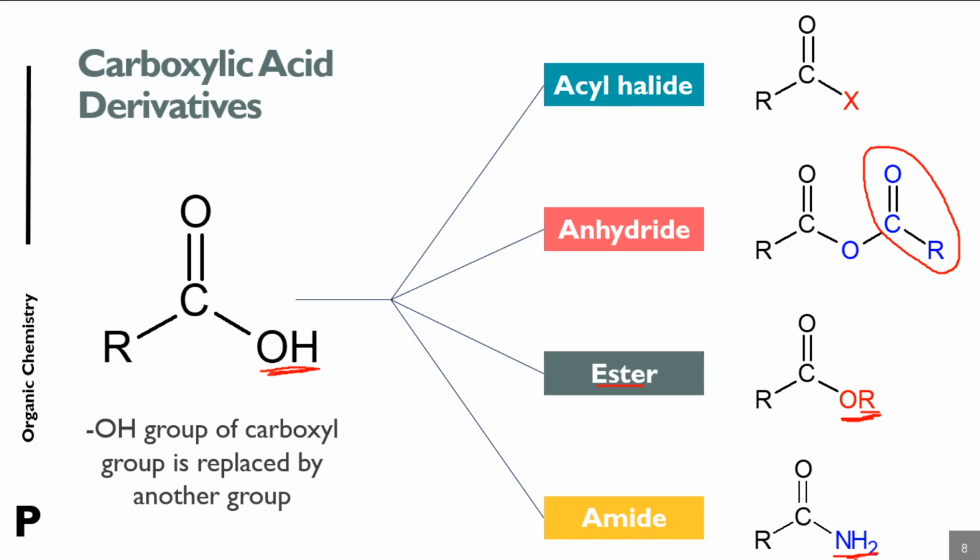An amide may be substituted or unsubstituted. Unsubstituted means the OH is replaced by NH2, and substituted means OH is replaced by a substituted amine. So acyl halides, anhydrides, esters and amides are the carboxylic acid derivatives.